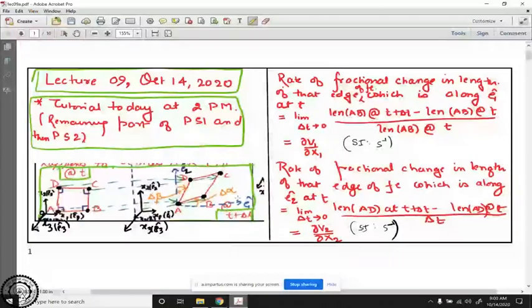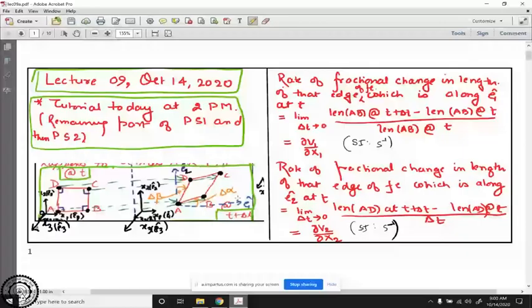So we will have our second tutorial today at 2 p.m. I remember we had one question left from PS1, and then we will see questions from PS2. In the last class, I made a couple of derivations towards the end.